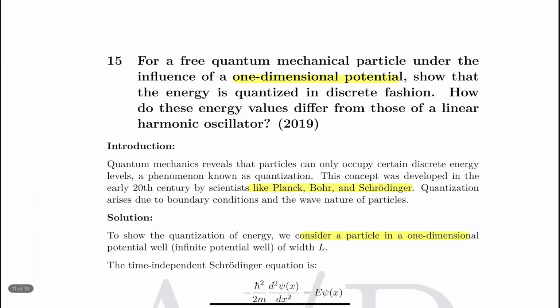Now let us solve the next question. For a free quantum mechanical particle under the influence of a one-dimensional potential, so that energy is quantized in a discrete fashion, how do these energy values differ from those of a linear harmonic oscillator? So we are going to have a one-dimensional potential, and within that potential, we are going to prove that energy is quantized in a discrete fashion. Discrete means it is not continuous, like energy could have a value of only 10, 20, 30, and so on. It could not be anything in between.